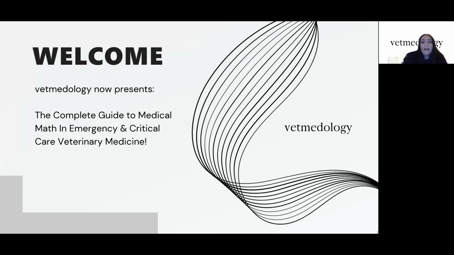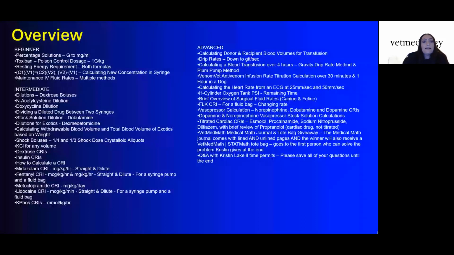So let's go ahead and get started here. These are the things that we're going to be discussing tonight. Percentage solutions, grams to mgs per mil, Toxaban, poison control dosage, 1 gram per kg, and resting energy requirements, both formulas, C1V1 equals C2V2, and V2 minus V1, calculating a new concentration in a syringe. Maintenance IV fluid rates, multiple methods for that.